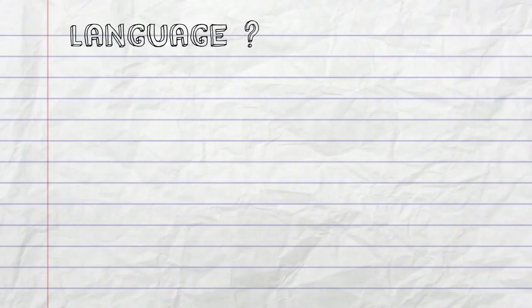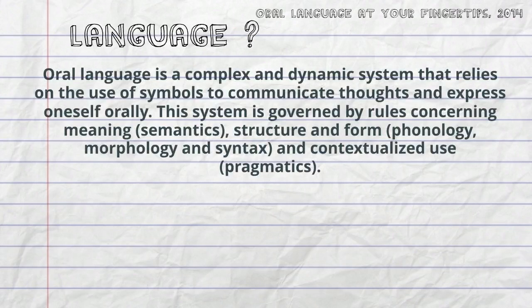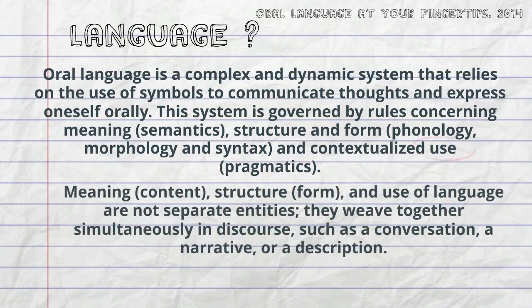What is oral language? Oral language is a complex and dynamic system that relies on the use of symbols to communicate thoughts and express oneself orally. This system is governed by rules concerning meaning, which is semantics, structure and form, phonology, morphology, and syntax, and contextualized use, or pragmatics. Meaning, structure, and use of language are not separate entities. They weave together simultaneously in discourse, such as a conversation, a narrative, or a description.